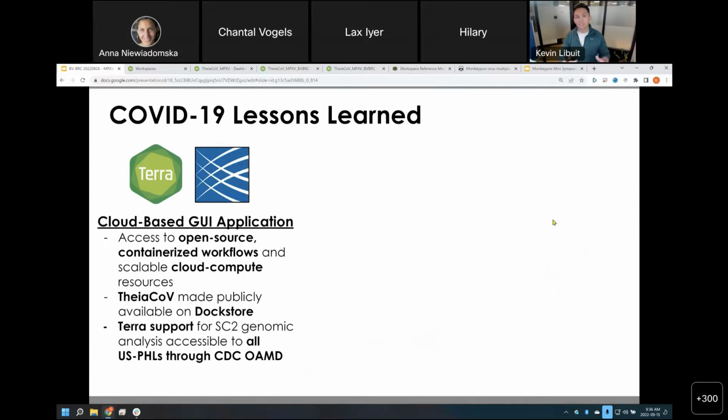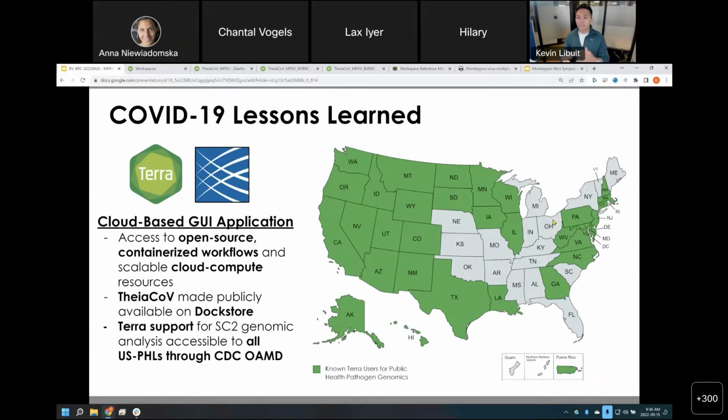And so what we saw of this is that we had a platform and a model for distribution, and then we had federal support to utilize this system. And what that led to was really mass adoption of this platform and immediate access, again, to the best practices that were being defined in our field for how to address SARS-CoV-2 genomic characterization.